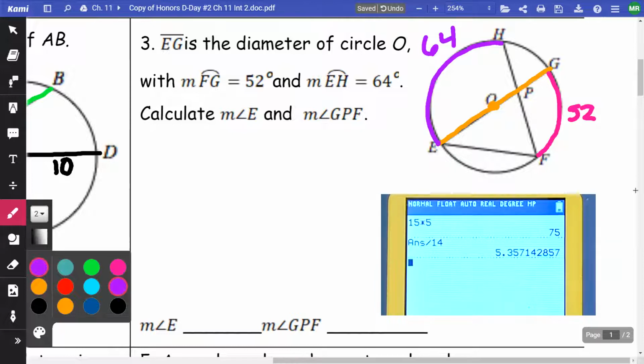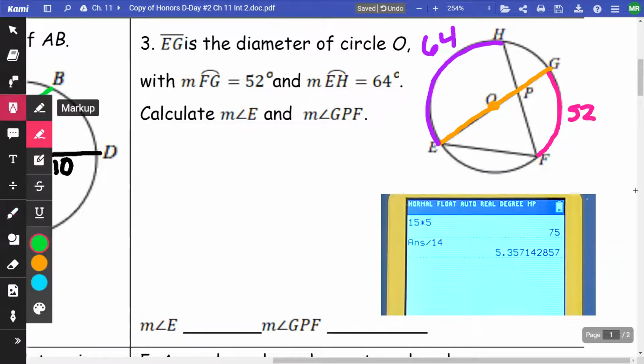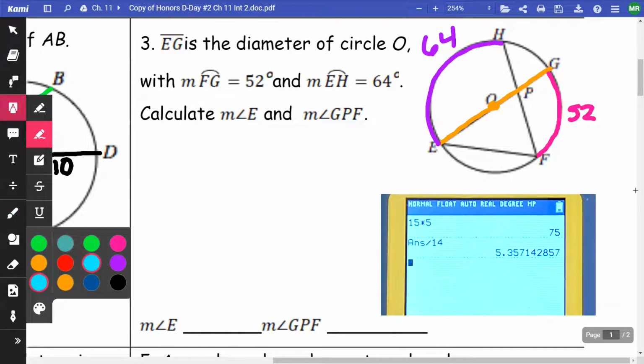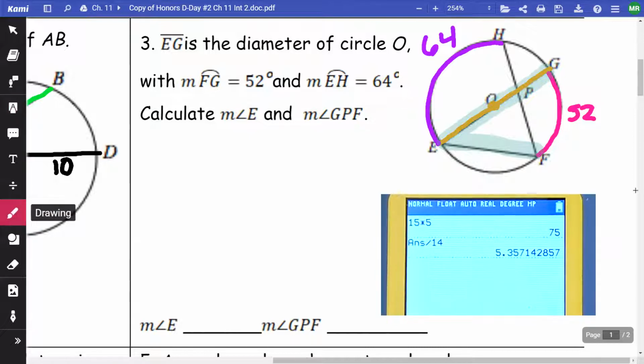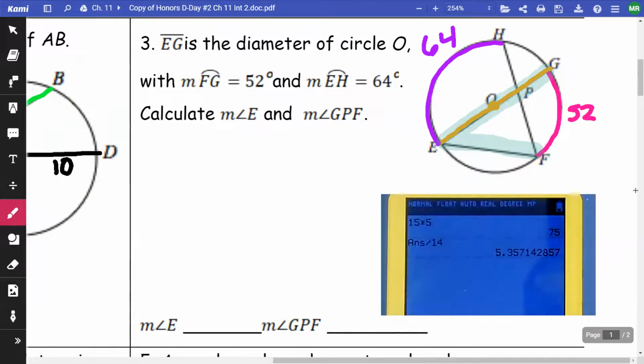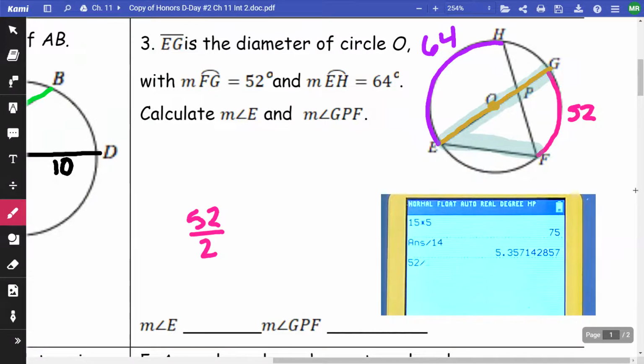We want to find angle, and I'm going to do this in a highlight. We want to find angle E. So angle E is this. And you see angle E actually forms that inscribed angle of 52. So that means I am going to take the measure for that intercepted arc, 52, and divide it by 2, which is going to give us 26. So this is going to be 26 degrees.